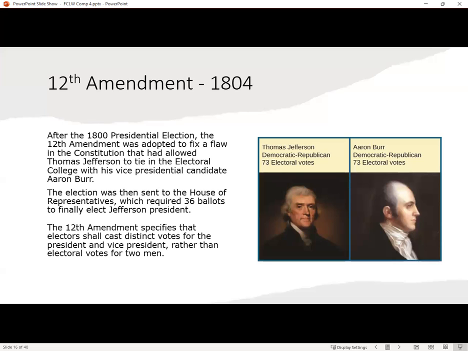So they made the 12th Amendment, where now you would vote for the president and for the vice president on separate ballots. So you wouldn't have the one with the most votes be the president and the second most be the vice president. So they are still working on fixing things like this.